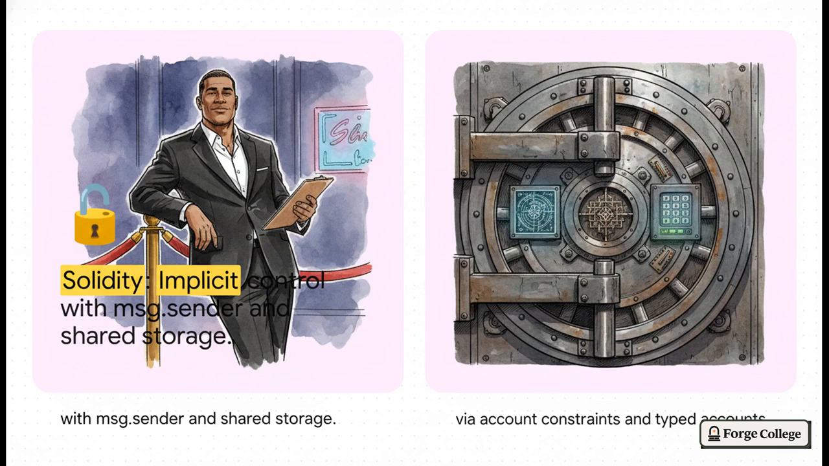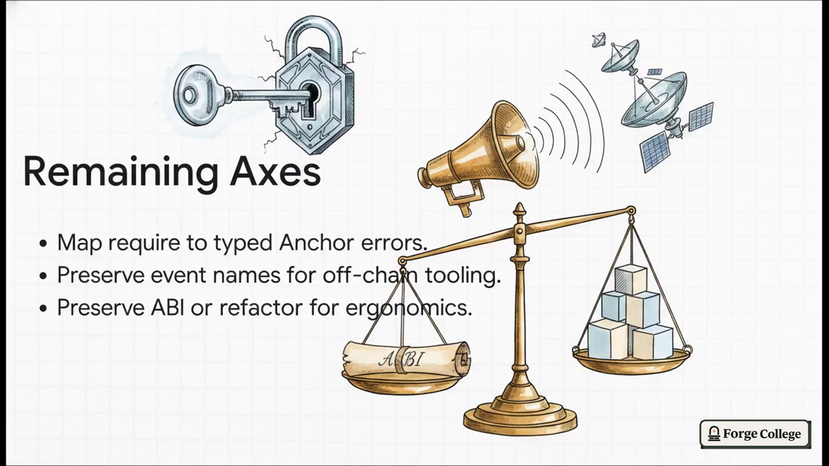Running through the rest of the axes on our blueprint, we look at error handling, events, and API shape. For errors, we're completely moving away from raw string reverts. Instead, we use typed anchor errors, mapping Solidity's require statements straight to Anchor macros. When it comes to events, this is where fidelity almost always wins.